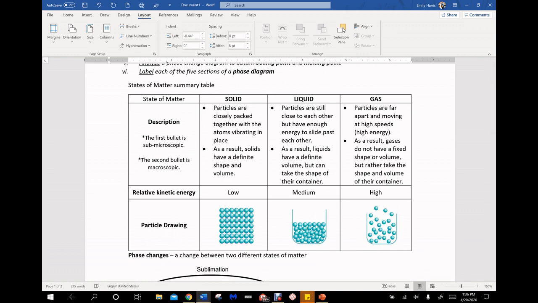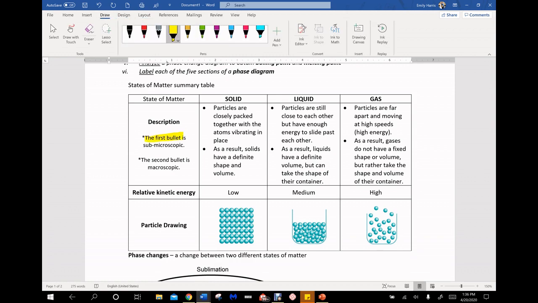And so when you talk about the states of matter, there are solids, liquids, and gases. And so the way the table is arranged is the first bullet is talking about it from the tiny submicroscopic view, and the second bullet is more of how it behaves on the macroscopic big level. And so the first bullet for solids, the particles are closely packed together with the atoms vibrating in place. And so that looks like the particle drawing there. Everything is nice and orderly, all stacked together. The atoms vibrate in place.